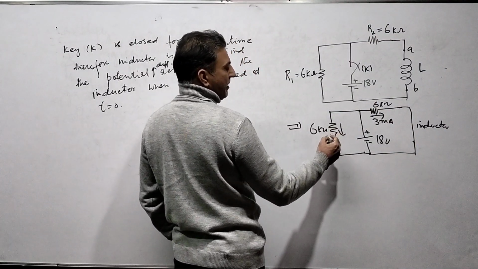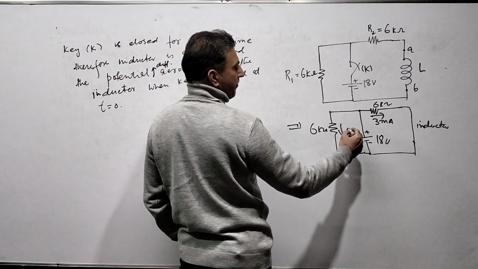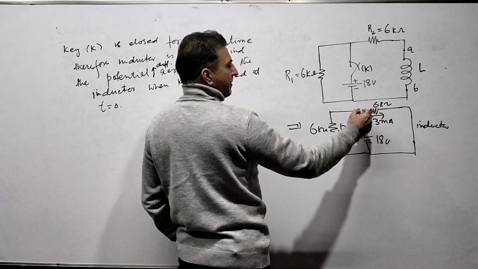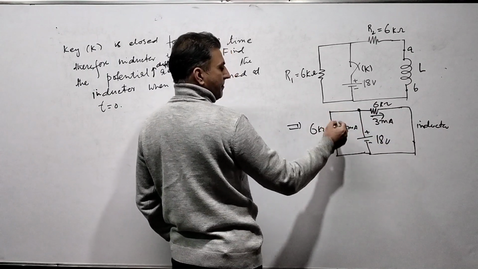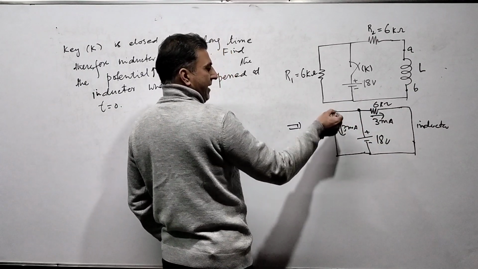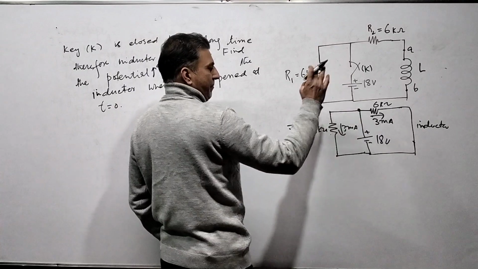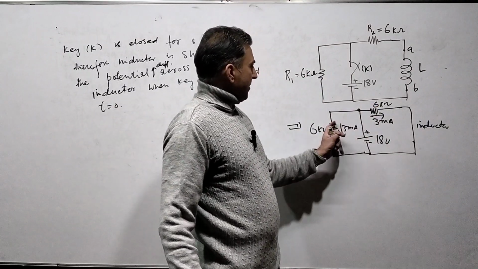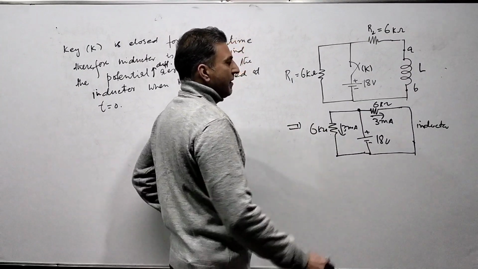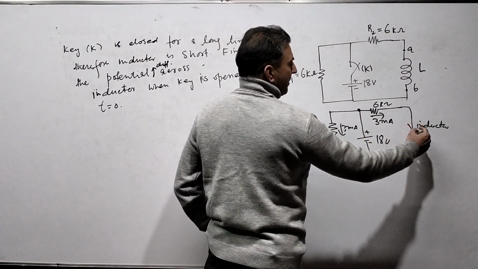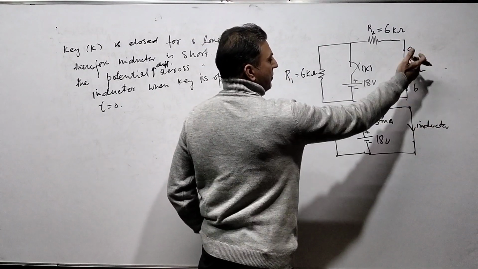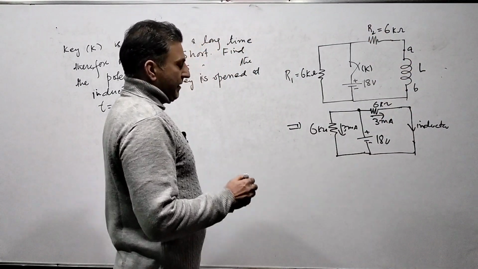How much is the current from here? That is again 3 milliamperes, because again the potential difference between this point and this point is 18, and the current through this resistor is 3 milliamperes. So here the current is 3 milliamperes through this, and through this the current is again 3 milliamperes. And this same current flows through the inductor, which is between these 2 points, right? But I have shown that inductor as a short circuit.